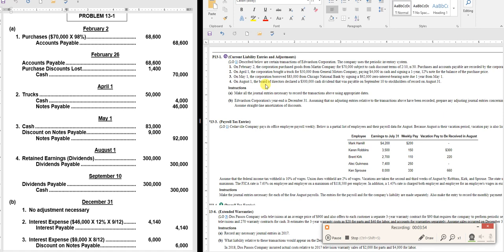On August 1st, the board of directors declared a cash dividend payable on September 10th to stockholders of record on August 31st. On the date of declaration is when they become a liability, so I'm going to credit dividends payable and debit retained earnings. You could also debit dividends. And then when I paid them on September 10th to stockholders of record on August 31st, this is the date of record. All they do is accumulate the names to whom they're going to pay it to. So it's on September 10th I actually pay it, so I get rid of dividends payable.